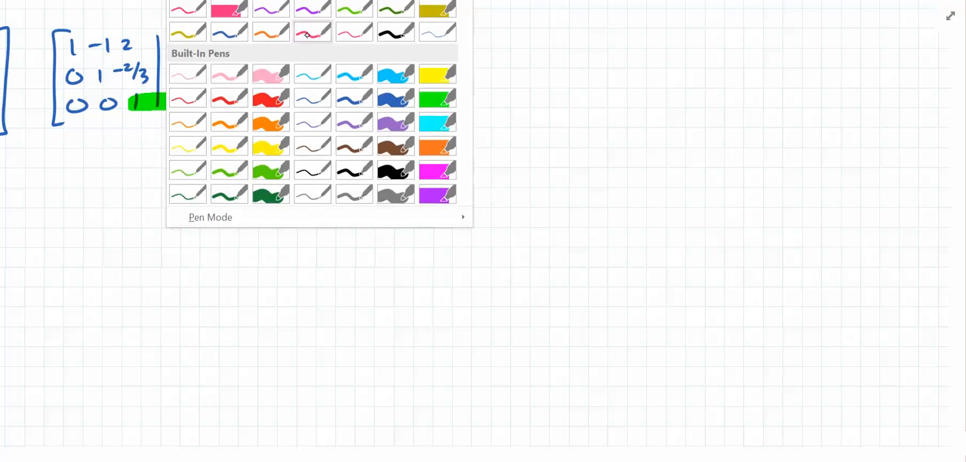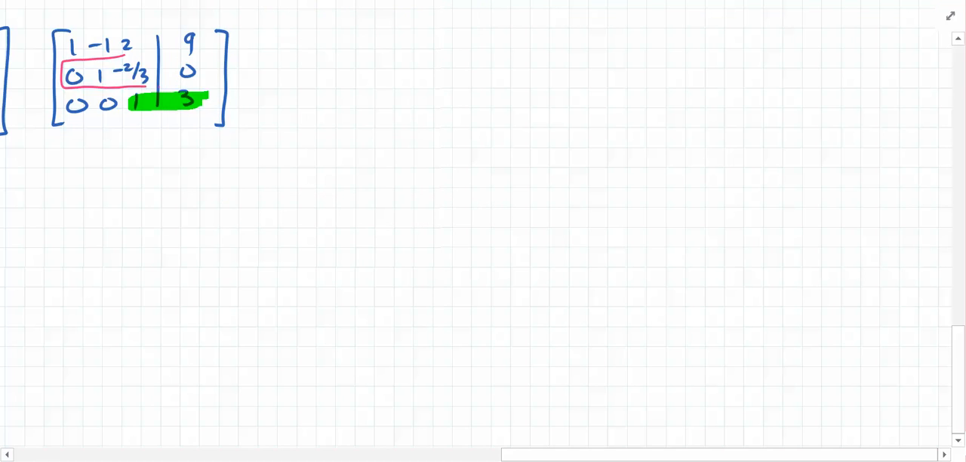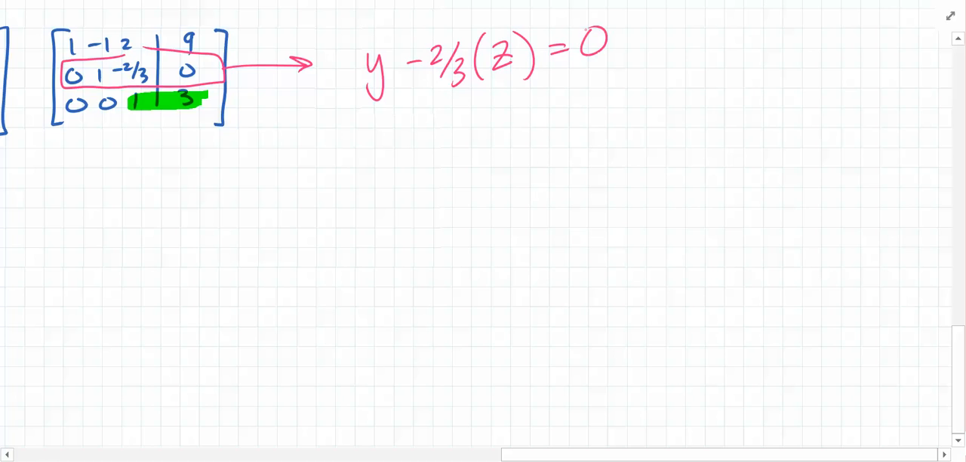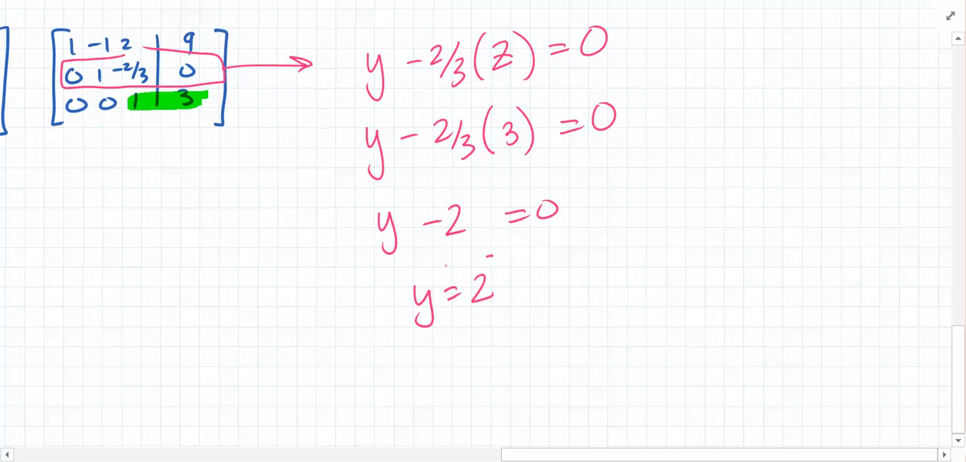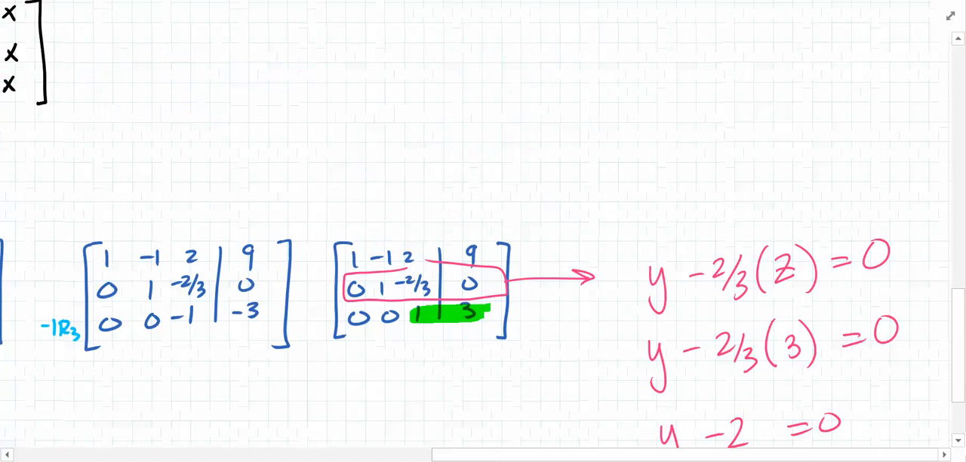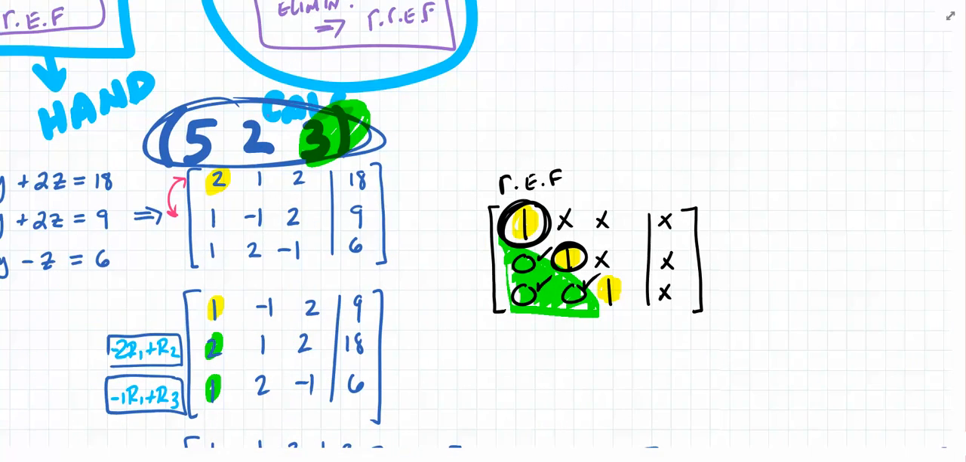y minus 2/3 of whatever z is equal to 0. So y minus 2/3 of, but z was equal to 3, right? Is equal to 0. So that says that y minus 2 is equal to 0, so y is equal to 2. Hey, isn't that what we came up with over here? Check it out. There's the 2. All right. Okay, and then finally, what does this line of algebra tell me up at the top here?